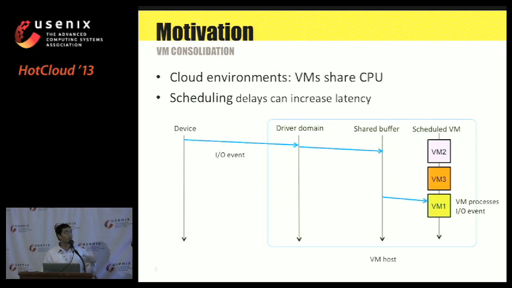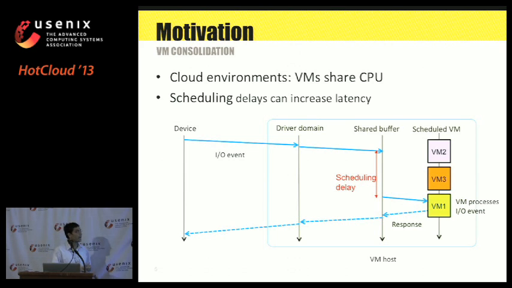So when the VM gets scheduled on the CPU, it can process this I/O event and finally respond to it. But depending on your VM scheduler and the degree of CPU consolidation in your system, the scheduling delay can be very significant, and hence the I/O throughput can go down very much.